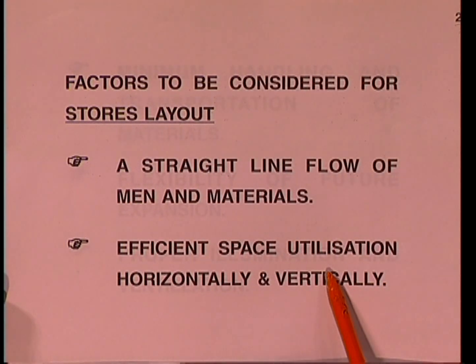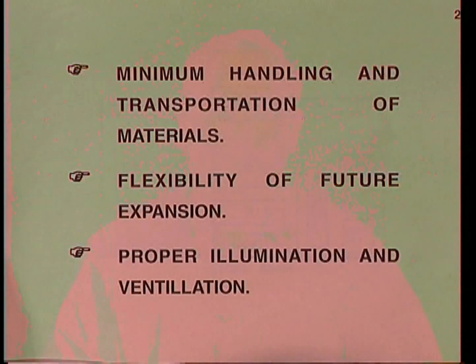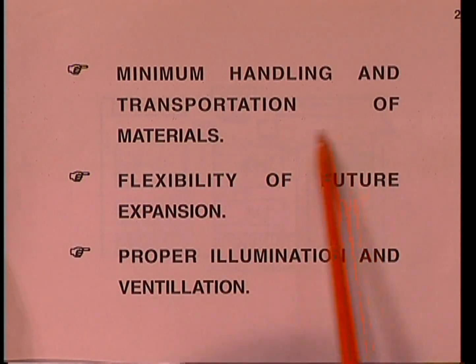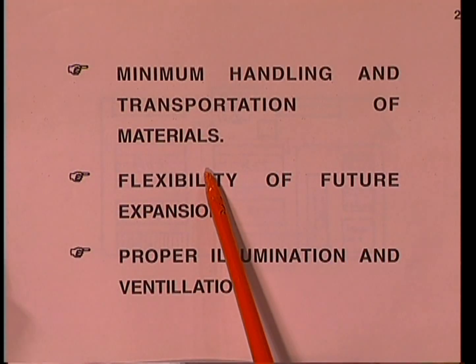So not only horizontally, we can go for utilizing vertical spaces. For example, in our classroom we have 20 tables, but if we use it as a storeroom for tables and go vertically 3 or 4 layers, we may accommodate 60 to 80 tables. That is how we have to go for vertical utilization of space. The next point is minimum handling and transportation of materials. The handling and transportation of material should be minimum.